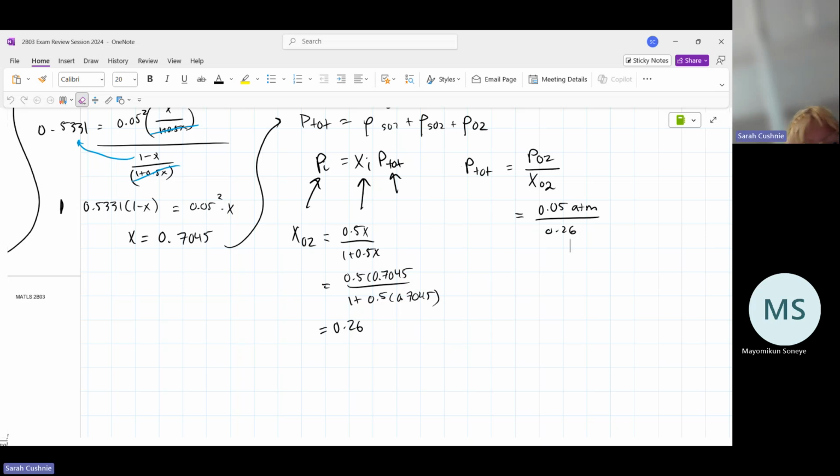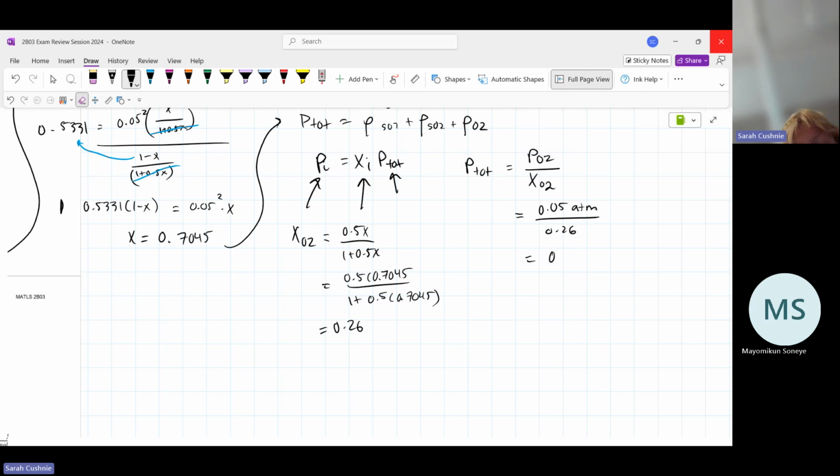Oh no, I just literally typed this into my calculator wrong. You would get a value of 0.19 atmospheres as your final answer. It was giving me a value of like 1 atmosphere, and I was like, I don't think that's right.